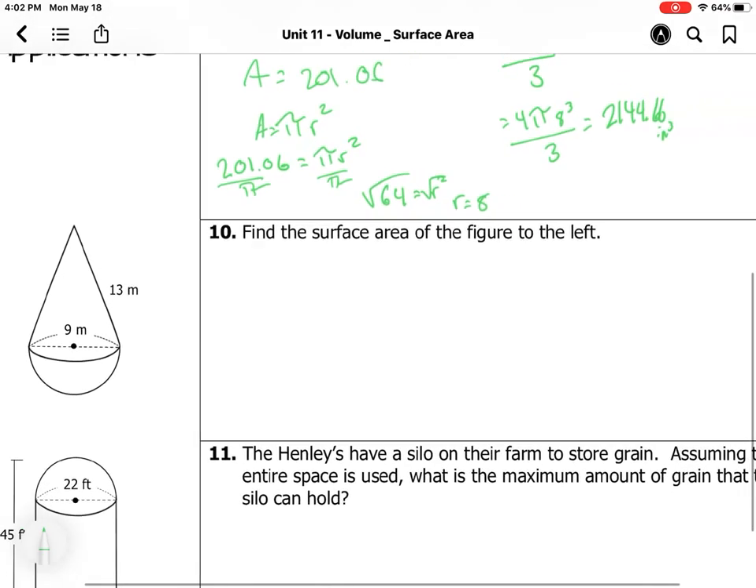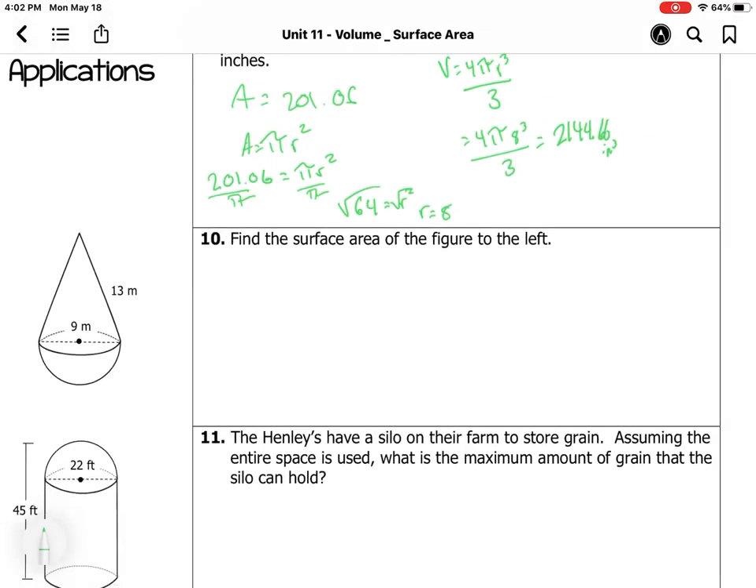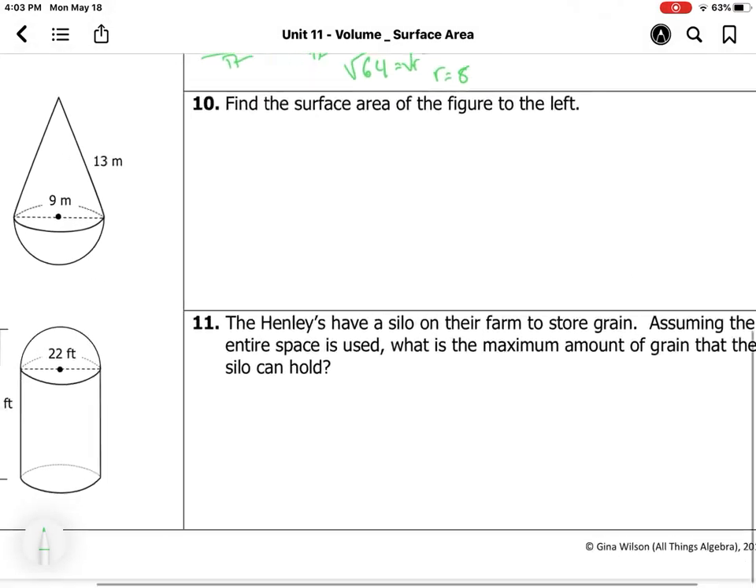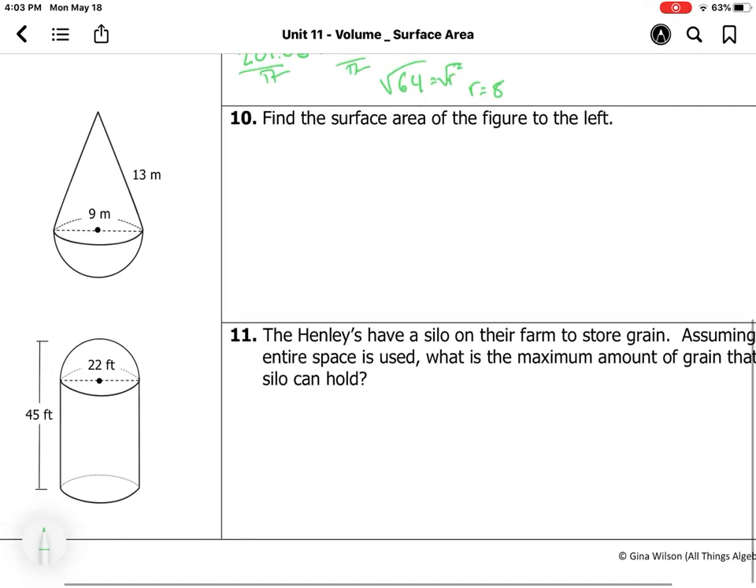All right. Let's look at this composite figure. Once again, looks like someone dropped their ice cream cone. Very sad. We're not worrying about surface area. Let's look at this silo right here. We got a hemisphere right there, and we got a cylinder right there.